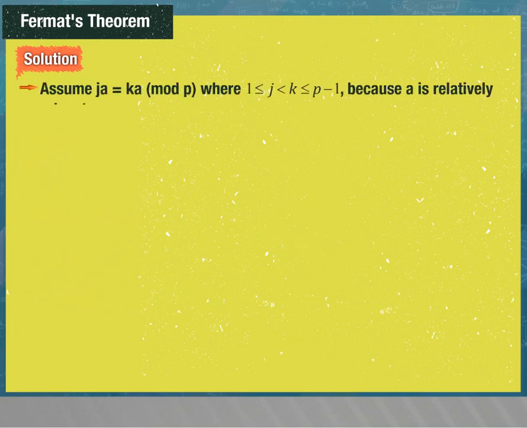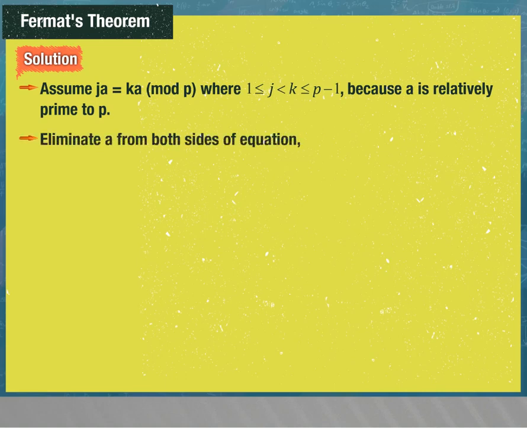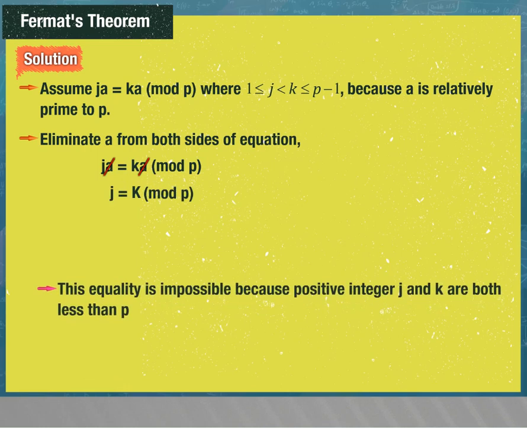Solution. Assume j into a is equal to k into a mod p, where 1 is less than or equal to j less than k less than or equal to p minus 1. Because a is relatively prime to p, eliminate a from both sides of equation. Ja is equal to ka mod p. J is equal to k mod p. This equality is impossible because positive integer j and k are both less than p.